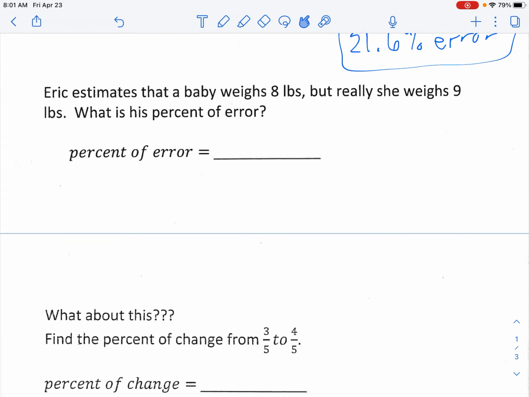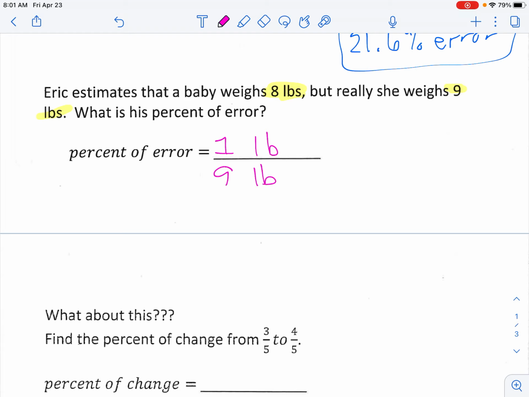Eric estimates that a baby weighs 8 pounds. But really she weighs 9 pounds. What is his percent of error? Step 1, find the difference between his estimate and the actual weight. So 9 minus 8 is 1. So the difference, the amount of error was 1 pound. The actual weight was 9 pounds.